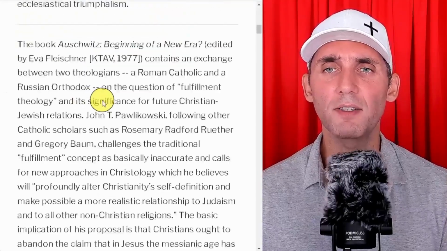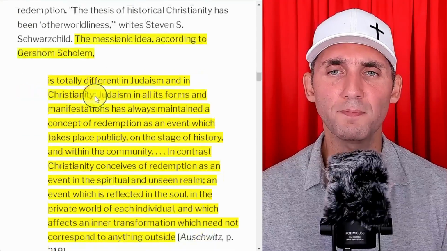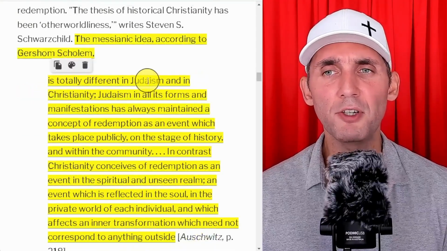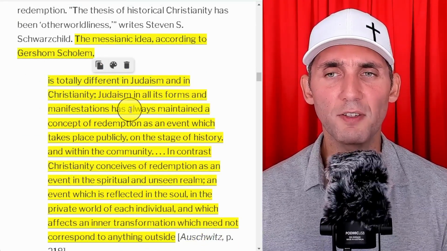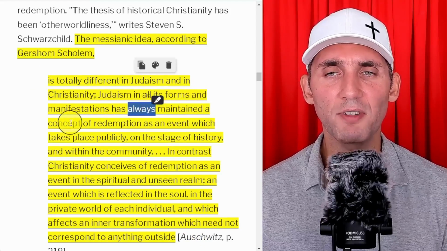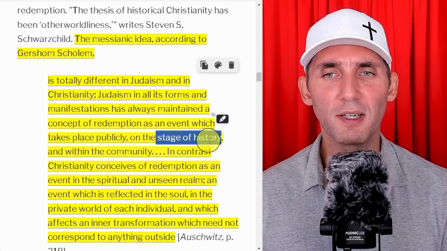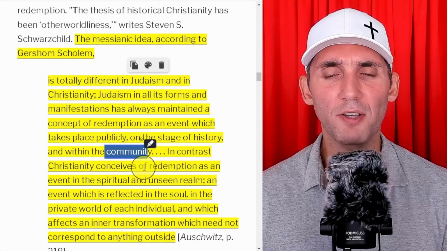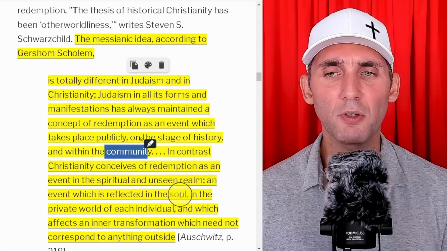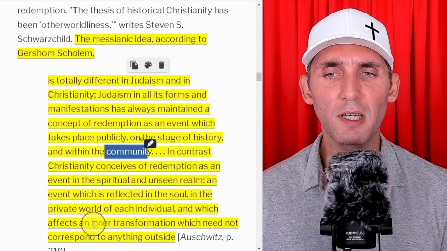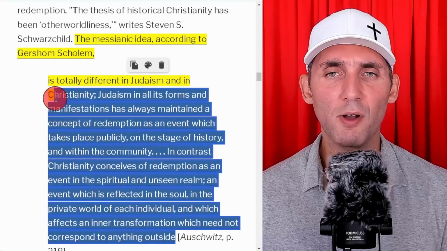And if I can find it, these things always change. Here it is. This is the Messianic idea according to Gershom Scholem. Quote, is totally different in Judaism than in Christianity. Judaism in all its forms and manifestations has always maintained a concept of redemption as an event which takes place publicly, on the stage of history, and within the community. In contrast, Christianity conceives of redemption as an event in the spiritual and unseen realm, an event which is reflected in the soul and the private world of each individual and which affects an inner transformation which need not correspond to anything outside.